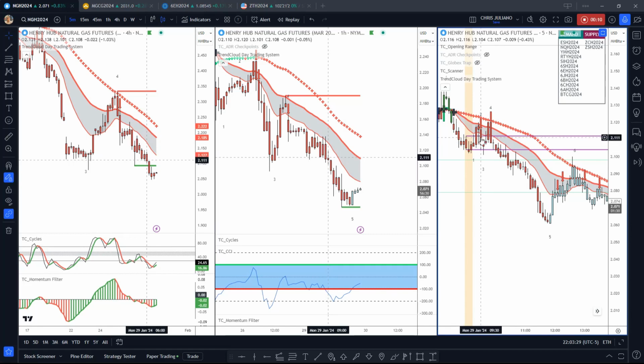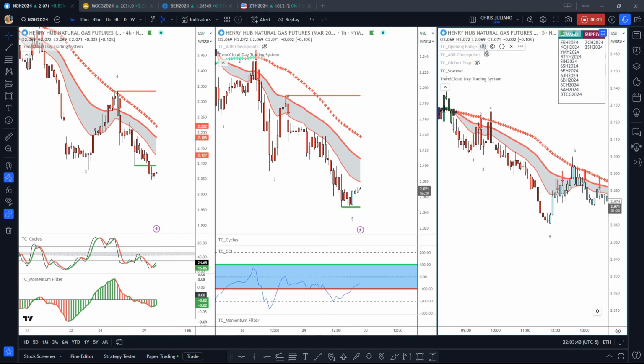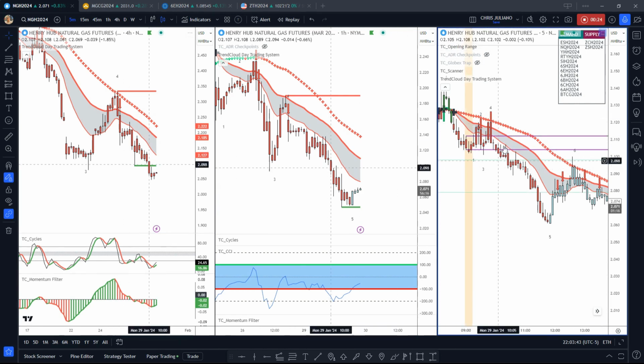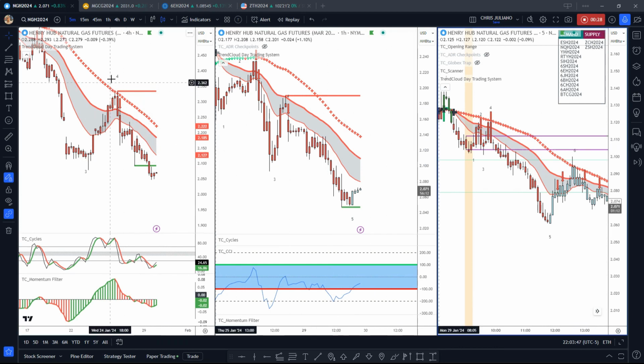As you know, we use the 5-minute opening range breakout on the energy market. So natural gas and crude oil, you would use your TrendCloud opening range tool right there. Now, let's make sense of what happened here today on the opening range.